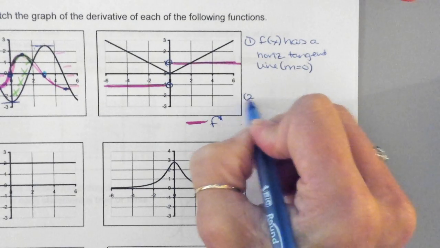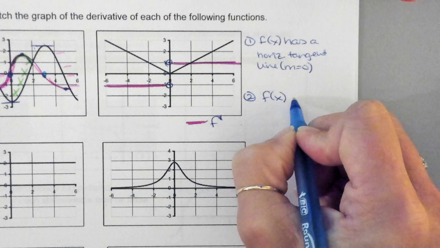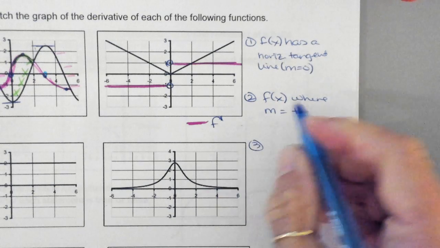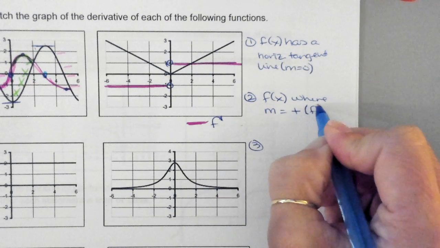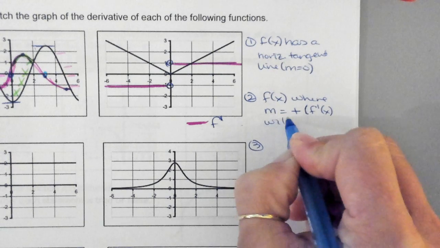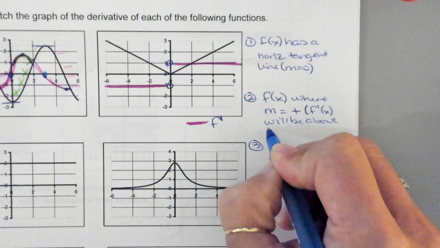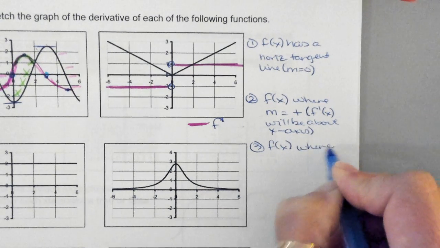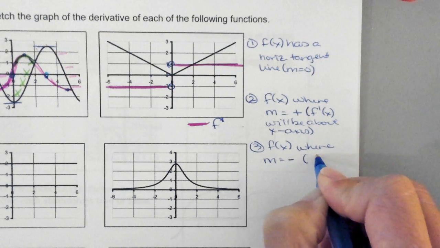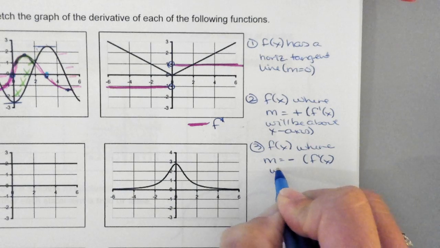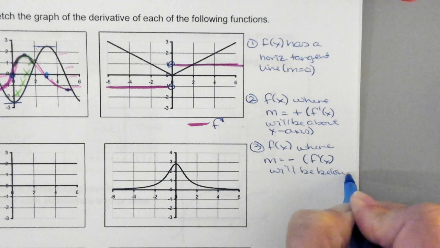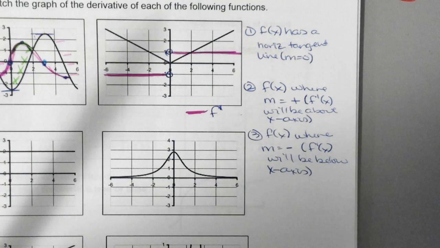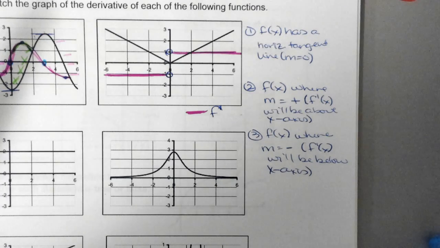So over here, the second thing we did was we looked at f of x and where the slope was positive. The third thing we did, and this actually is where f prime of x will be above the x-axis. And then here, f of x, where m is negative, and this is where f prime of x will be below the x-axis. Okay, so we looked at 3 things. Where's the slope 0? Where's the slope positive? And where's the slope negative?